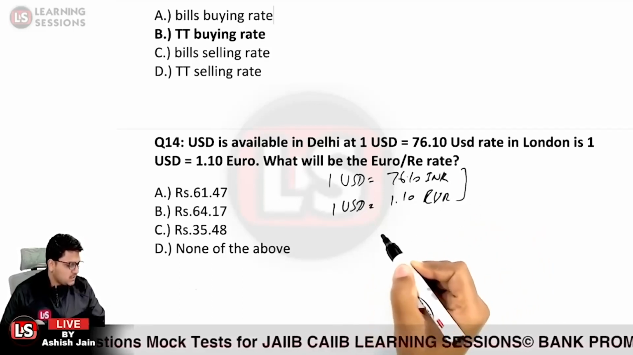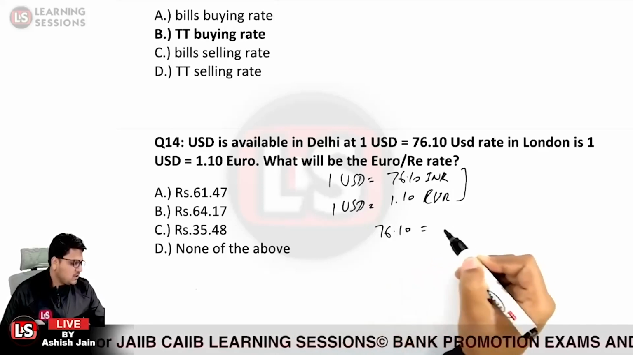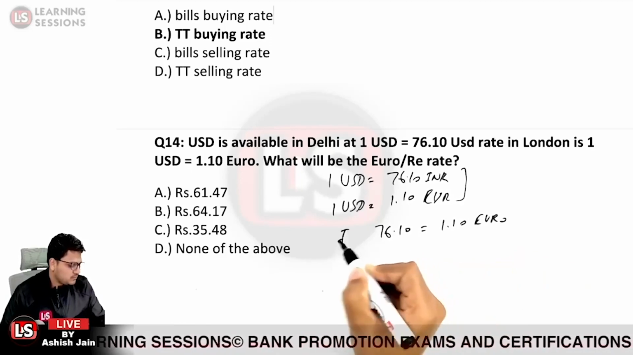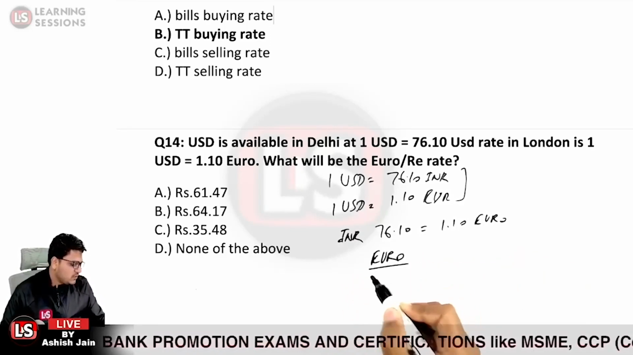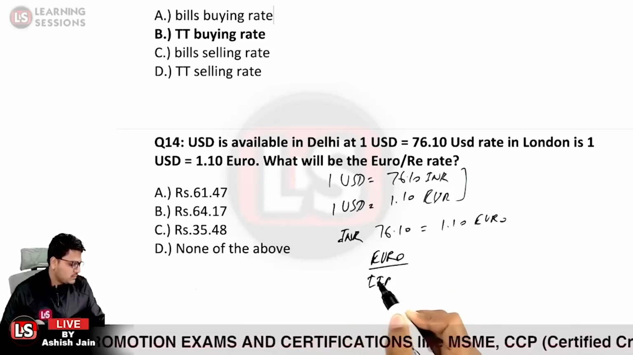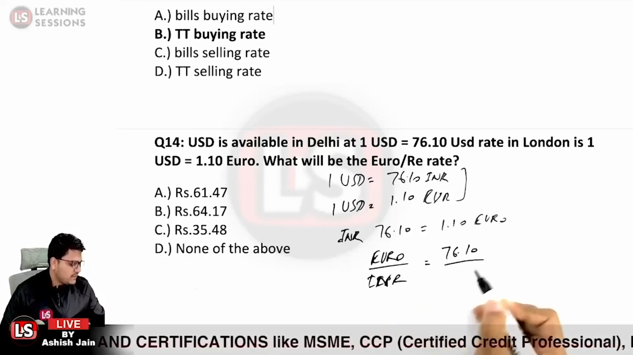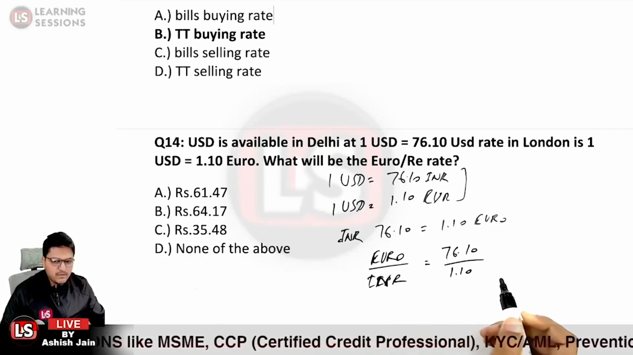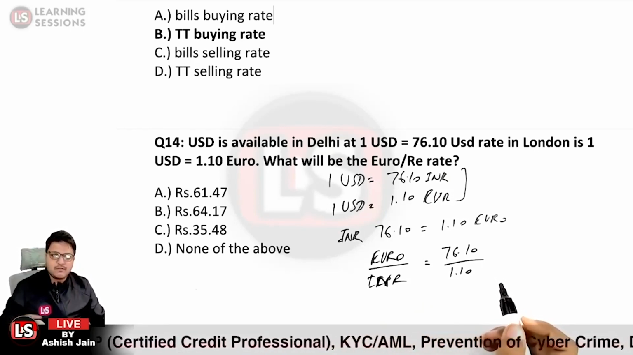So we can simply say 76.10 INR equal to 1.10 euro, or the euro to INR rate we were to calculate. So euro to INR over here is equal to 76.10 divided by 1.10. So that will be the answer over here.